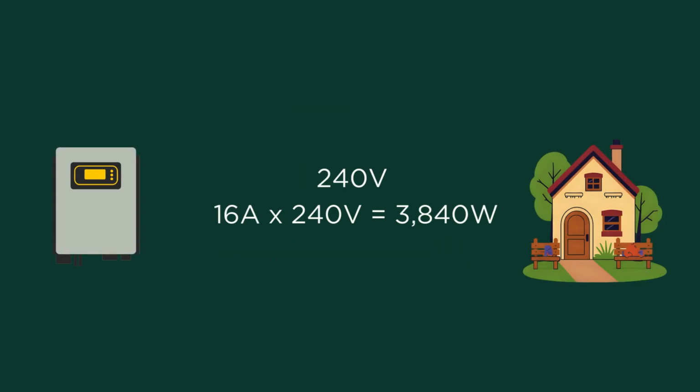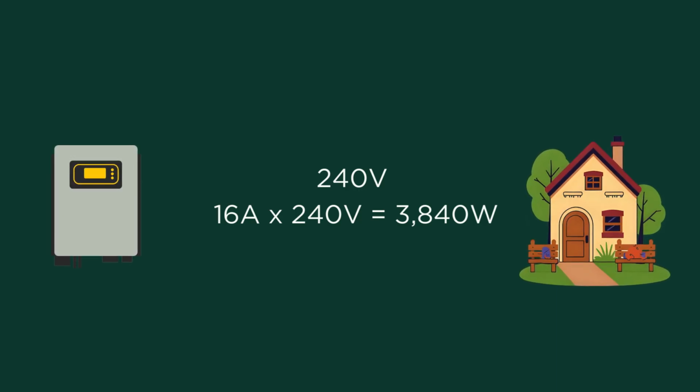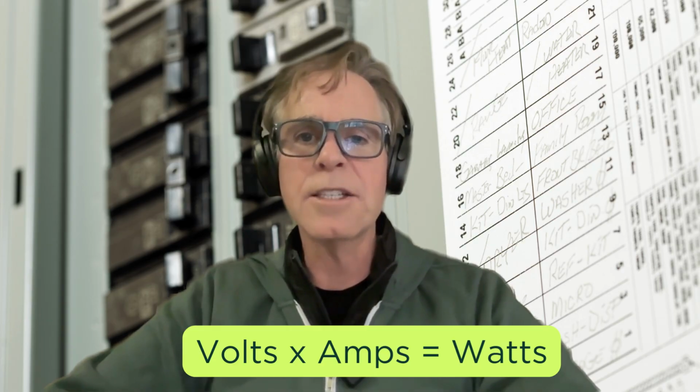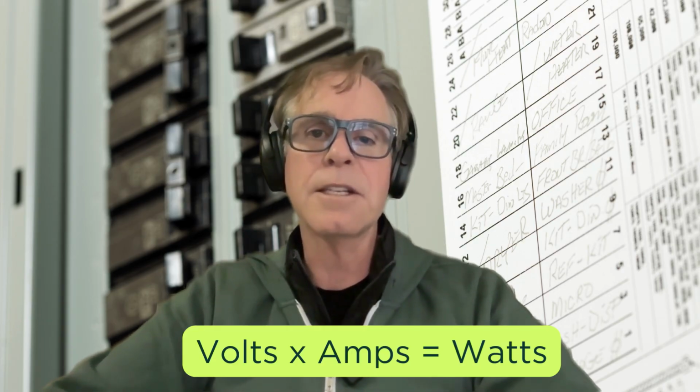And if that inverter is on your house, it's going to be a 240 volt inverter. So 16 times 240 is 3,840 watts. That's right. Volts times amps equals watts. Those are just things that you'll learn in my classes.